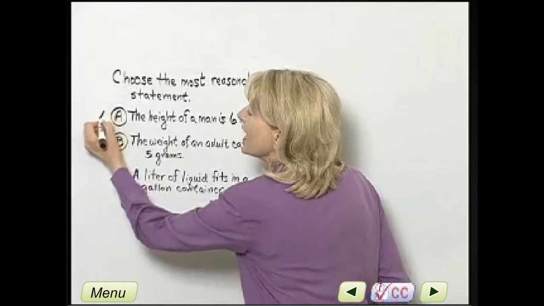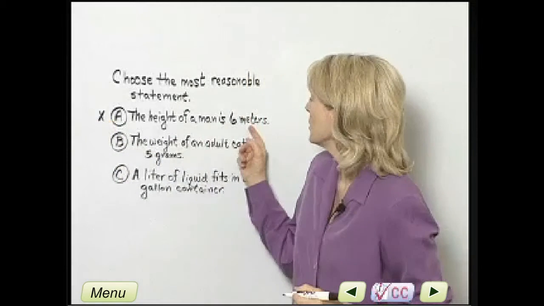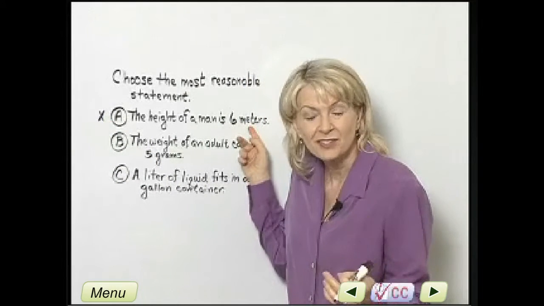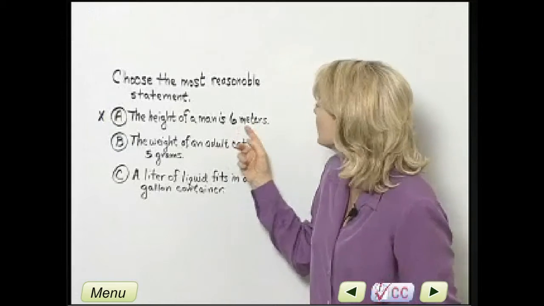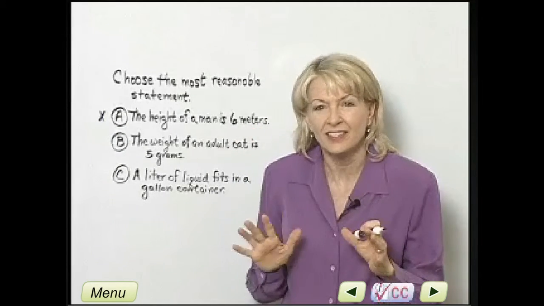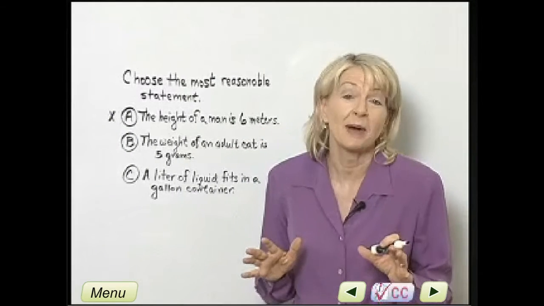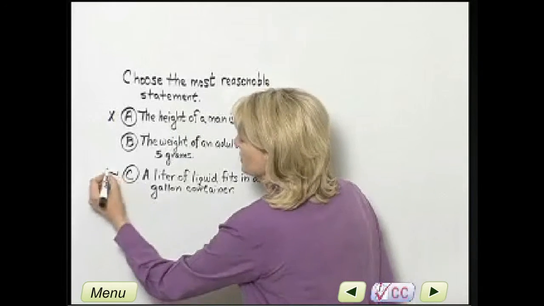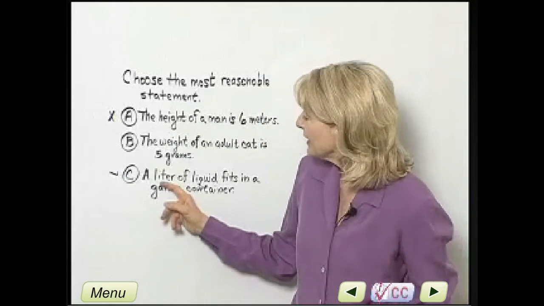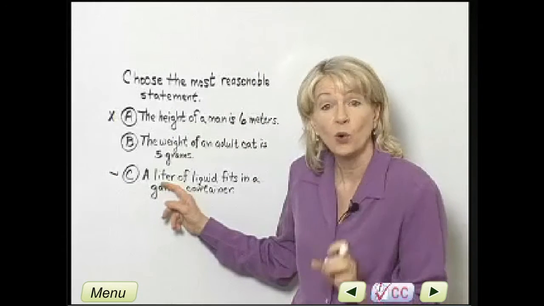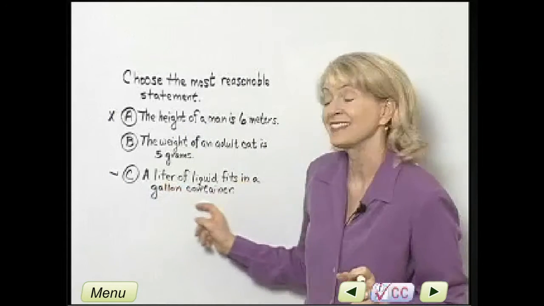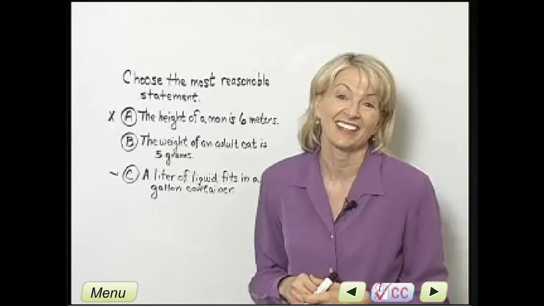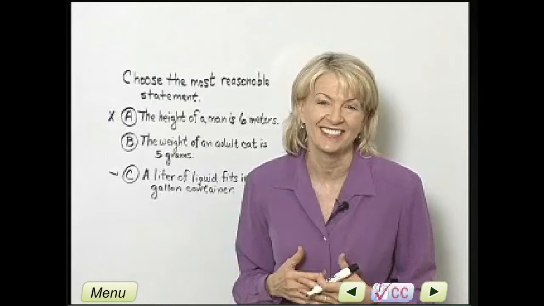Choice A is not a reasonable statement. Remember, a meter is about a yard and a yard is 3 feet. So 6 meters is about 6 yards, and that would be about 18 feet. That's not reasonable. The reasonable statement is statement C. A liter is a little more than a quart, and a quart certainly fits in a gallon container, so a liter of liquid fits in a gallon container. Choice C is correct.